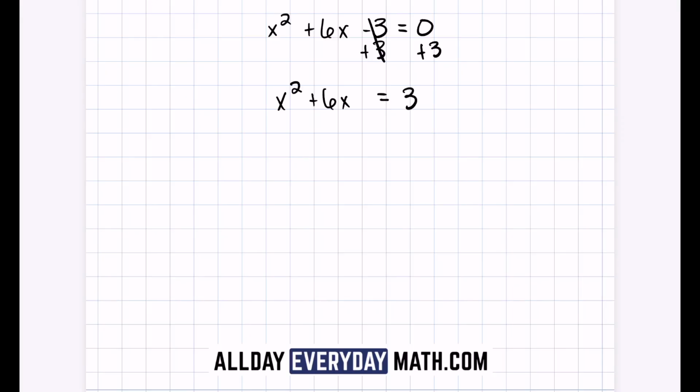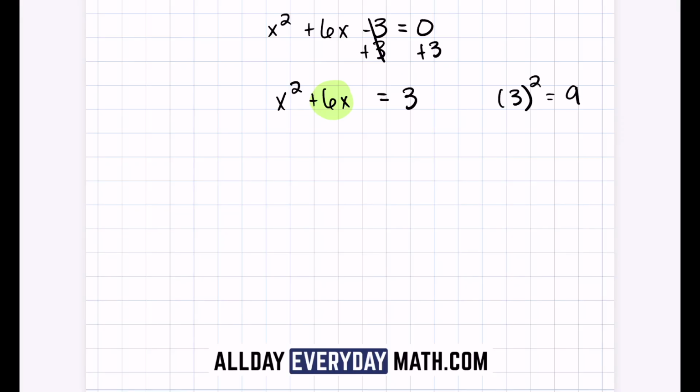So now we're going to look at our b term, which is plus or positive 6x. So the coefficient is 6, and the way that we complete the square now is we're going to take half of 6, which is 3, and we're going to square 3. So 3 times 3 is equal to positive 9.